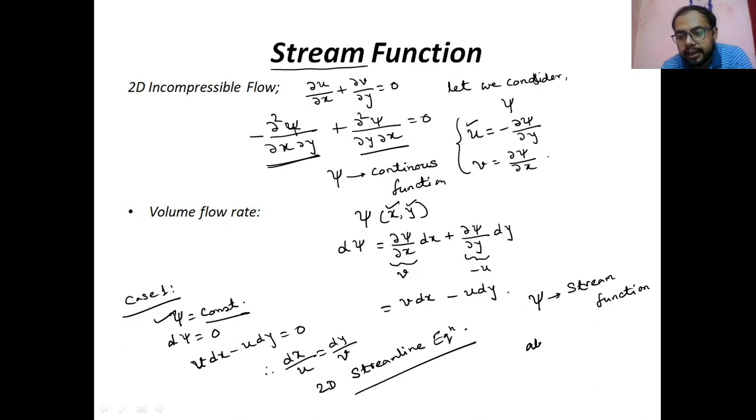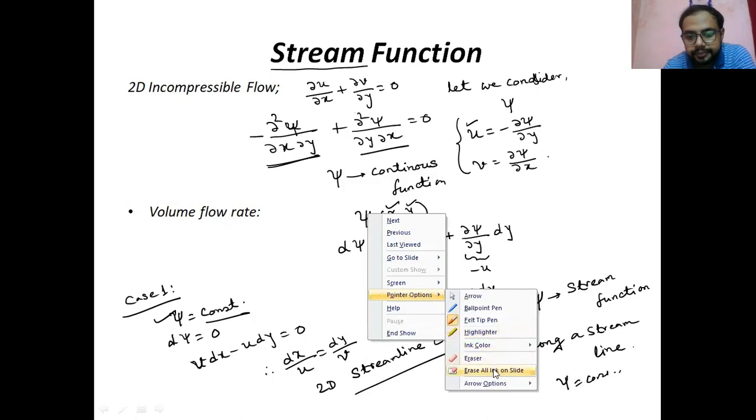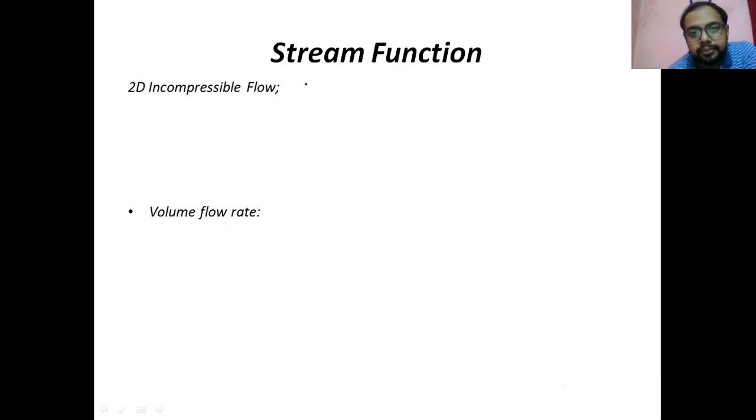So along a streamline, this function is constant. Psi is constant. Along the streamline, the psi value is constant. Again, we rewrite what we have been discussing: psi is a continuous function.